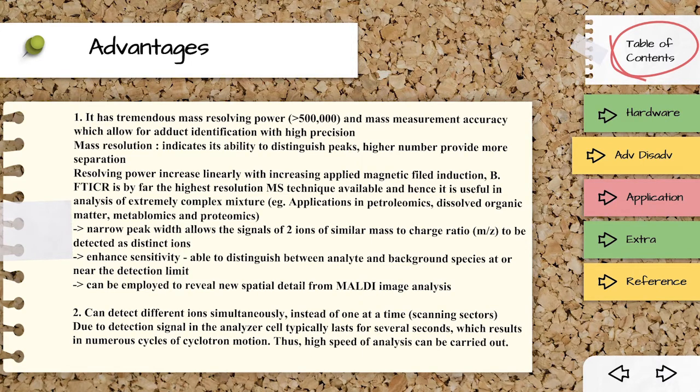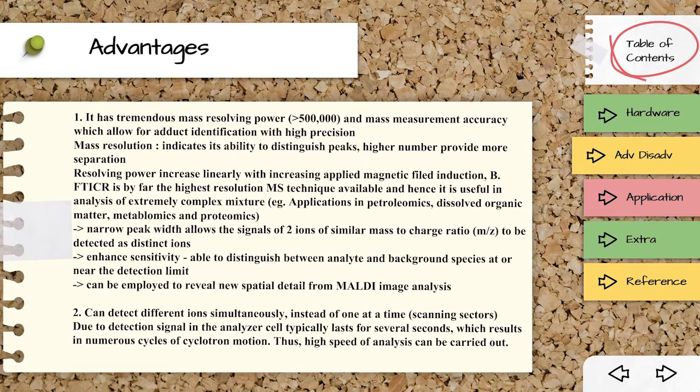Since a superconducting magnet is used in the FTICR-MS technique, it is very useful in the analysis of complex mixtures. For example, the applications in petroleomics, dissolved organic matter, metabolomics, and also proteomics. By using this MS technique, the narrow peak width allows the signals of two ions of similar mass to charge ratio to be detected as distinct ions.